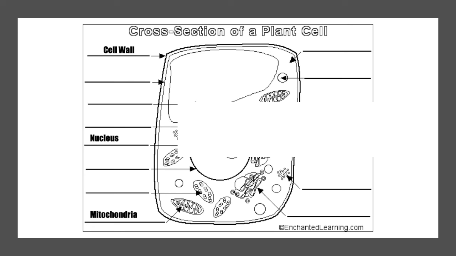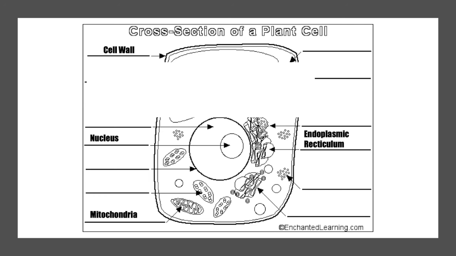So what is the function of the mitochondria? Good. It provides energy into the plant cell. Next, what is the function of the endoplasmic reticulum? Good. So it does house our ribosomes, and it also transports those ribosomes to the rest of the cell. It transports ribosomes and other nutrients that the cell needs around the rest of the cell.